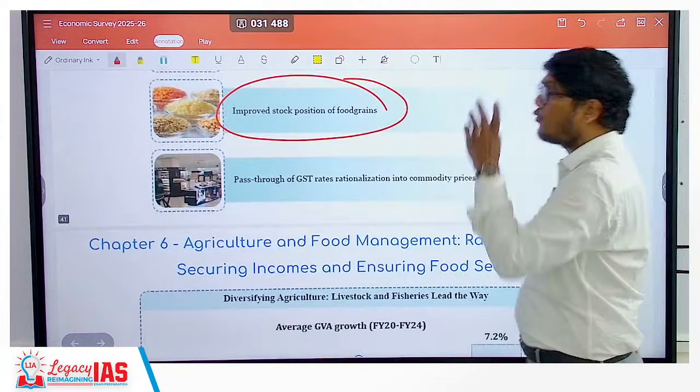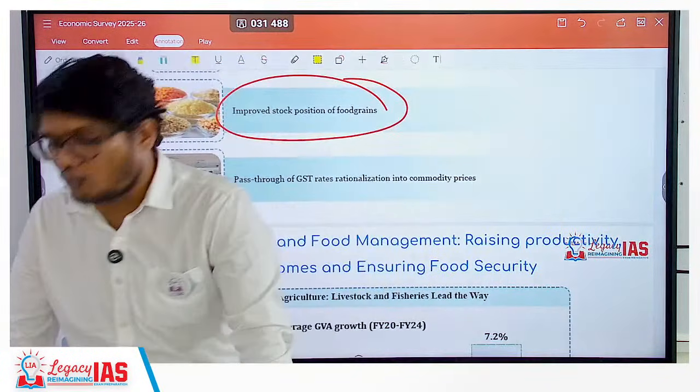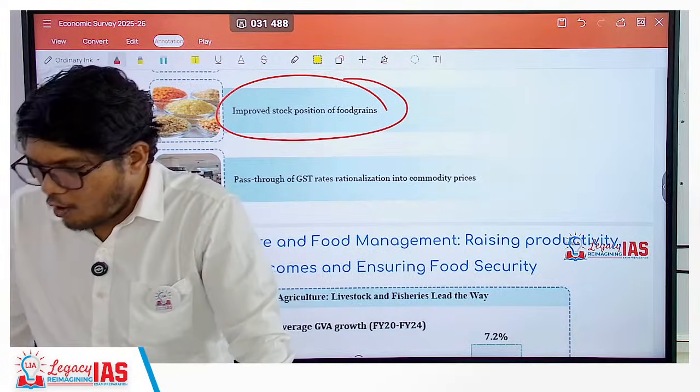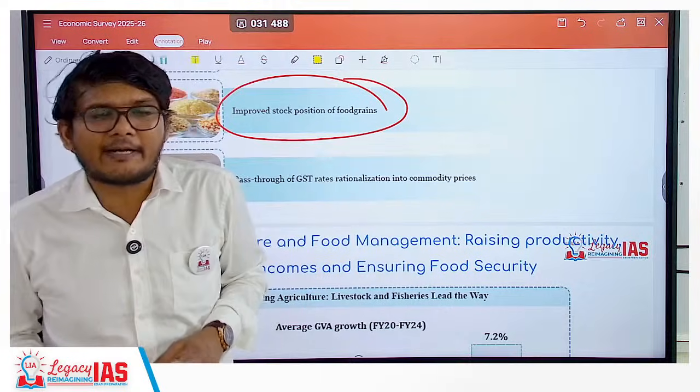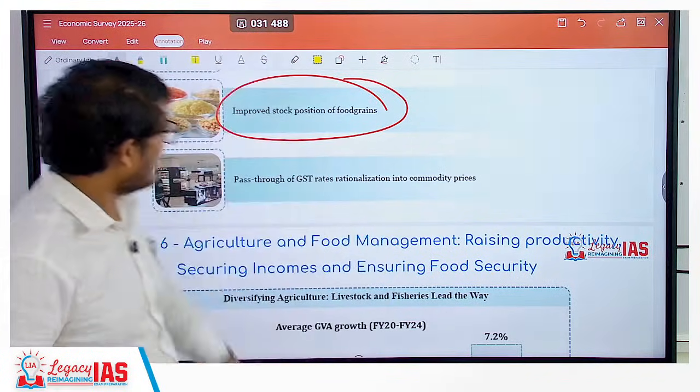Then improved stock position of food grains. That means our Food Corporation of India and the government have ensured that a good amount of stockpiling of food grains is there, which can help control the inflation.